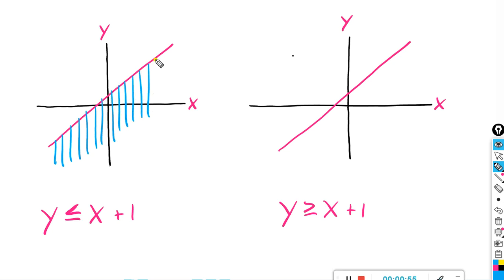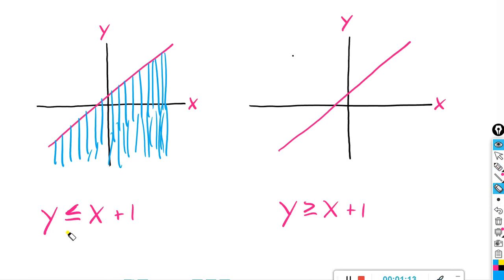All right, so that's what it would look like. You shade everything underneath the line. All right, really, it goes to infinity. It includes everything underneath the line to infinity. All right, now that's when it's less than or equal to.